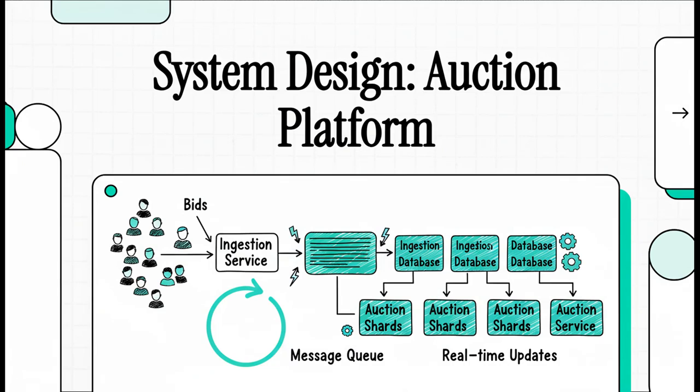Have you ever stopped to think about how a platform like eBay can handle millions of bids flying around every single second without ever dropping a single one? Well, today, we're going to look under the hood. We're going to deconstruct the system design of a massive online auction platform, building it piece by piece from just a simple idea to an absolute powerhouse that can scale to millions of users.